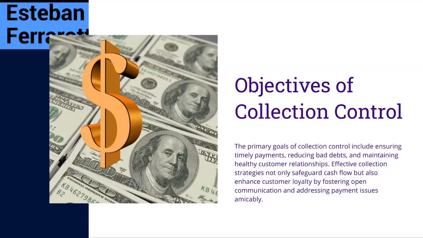So what are the objectives of collection control? The primary goals of collection controls include ensuring timely payment, reducing bad debts, and maintaining healthy customer relationships. And this last part is also important. It's not just a matter of getting paid, but ensuring that you will keep on having a good relationship with your customer. And that's something that is really hard to do.